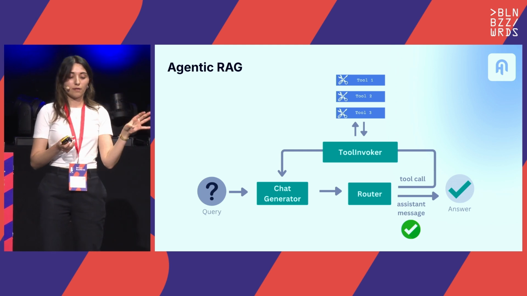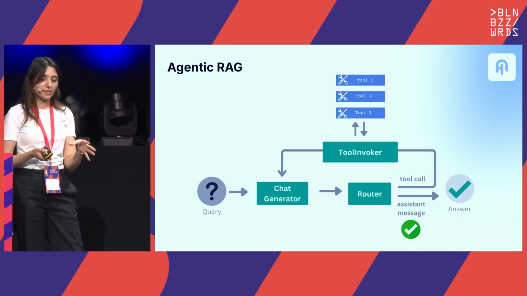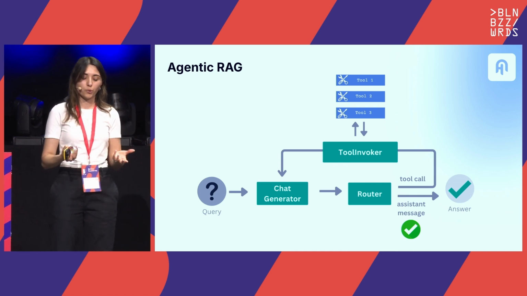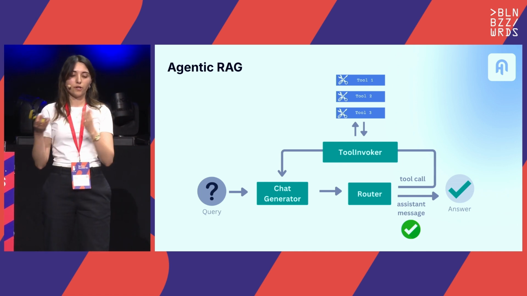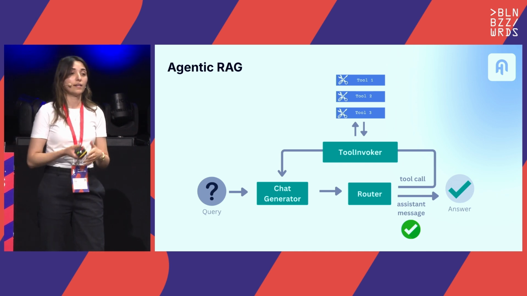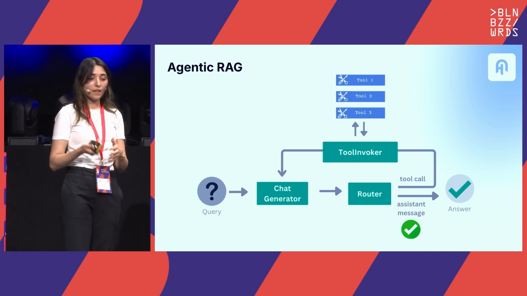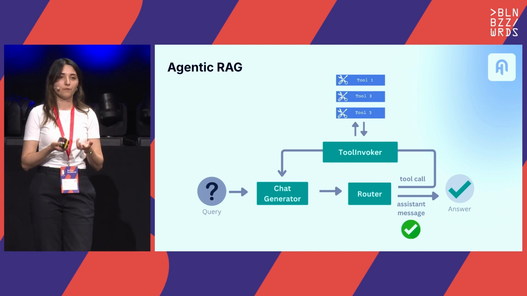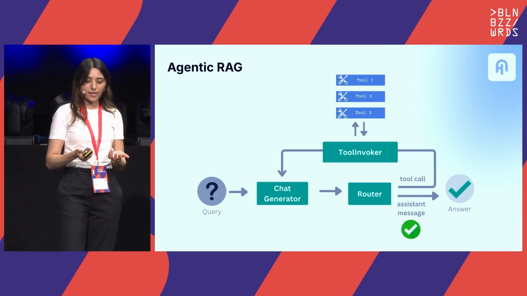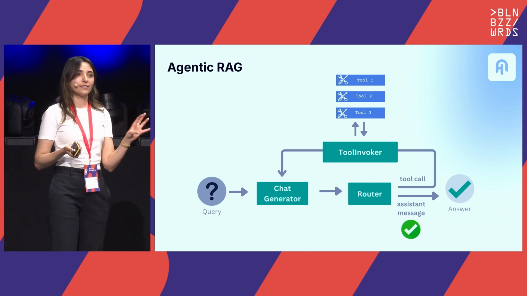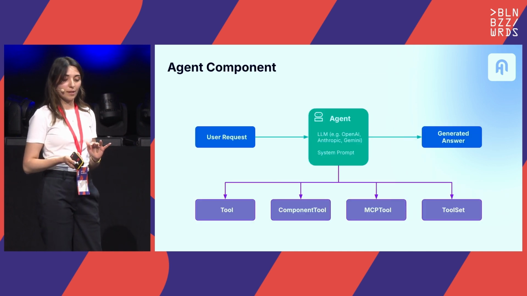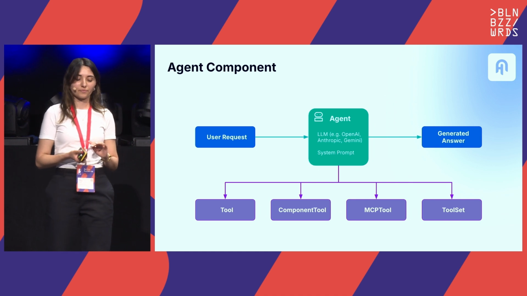And if the response coming from the chat generator is an assistant message, so it's just text, not a tool call, then the router will return it to the user as the final answer of this pipeline. But since this is a very common pattern, especially if you want to build anything agentic, we wanted to create a super component around this, basically encapsulate this into something that we call agent.